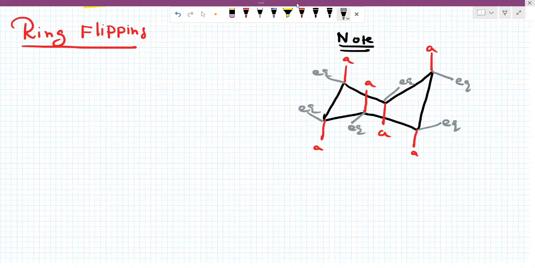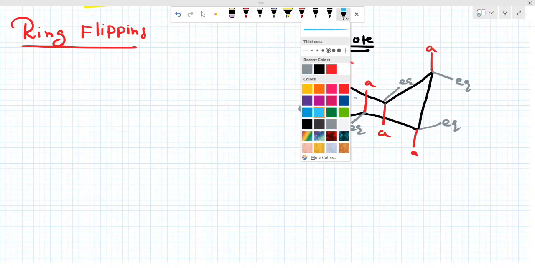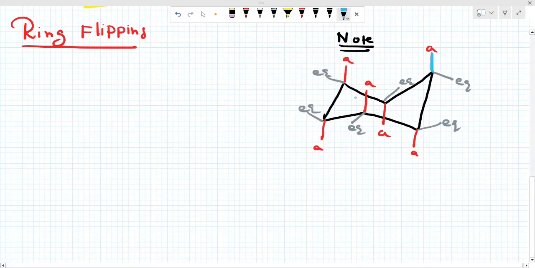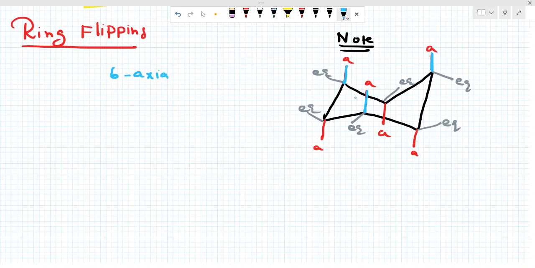If you look at the axial bonds, please understand. Wait, I will change the color. See, this is up, this also up, this also up. Among the 6 axial bonds, 3 axial bonds are up.